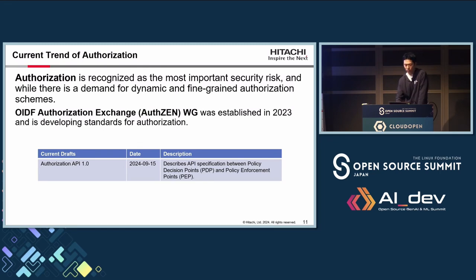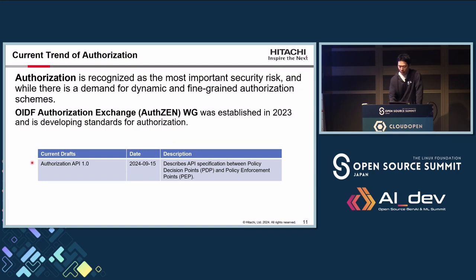As I said before, authorization is recognized as one of the most important security risks, and there is a demand for dynamic and fine-grained authorization schemes. The OIDF AuthZEN Working Group was established in 2023 and is developing standards for authorization. This AuthZEN Working Group published one draft. That is Authorization API 1.0, published September 15th.